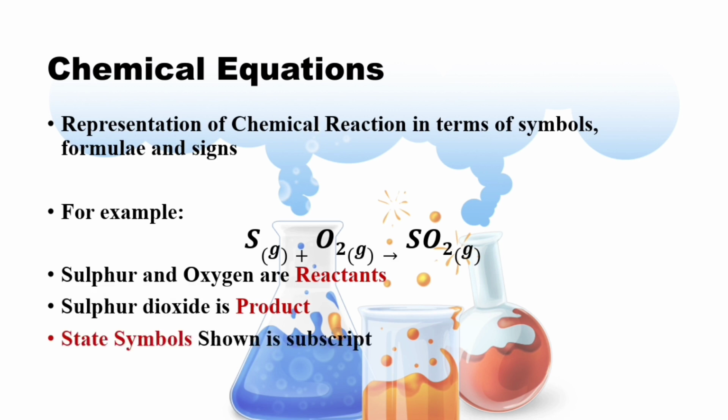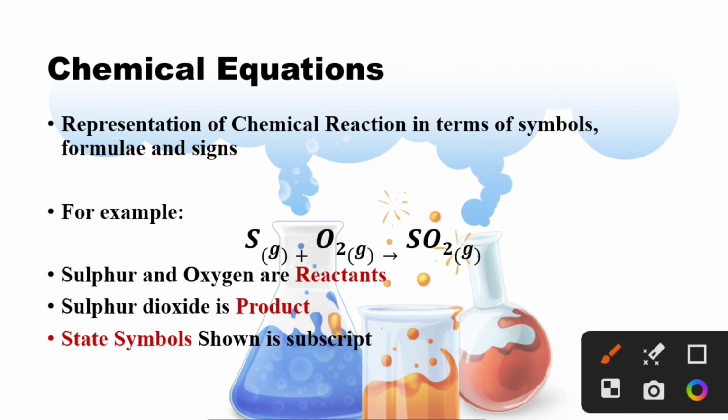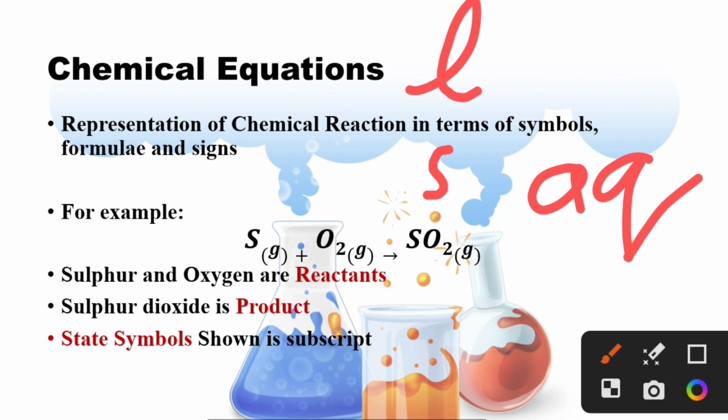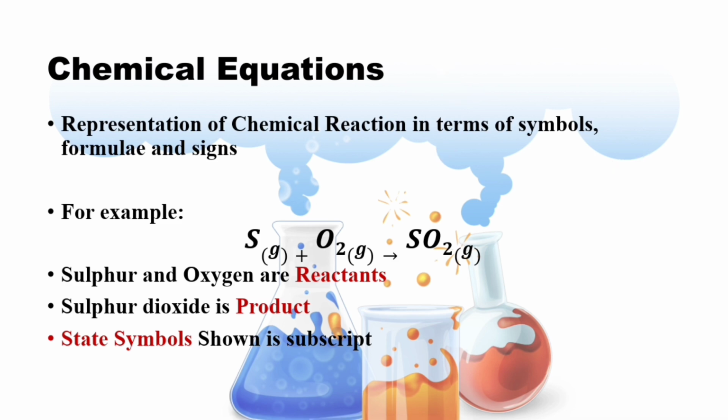One more thing in this equation is noticeable, which is the state symbols, given in subscript form. As you can see, g is written in the subscript of sulfur, oxygen and sulfur dioxide. The g is representing the state of these reactants and products. So g stands for gas, and there can be other state symbols like l. l stands for liquid, s stands for solid, and aq stands for aqueous solution, right?